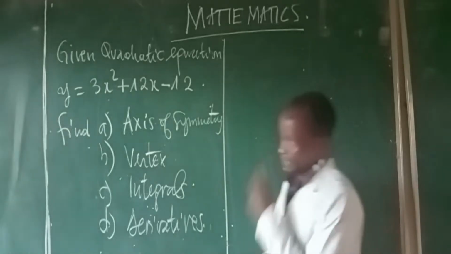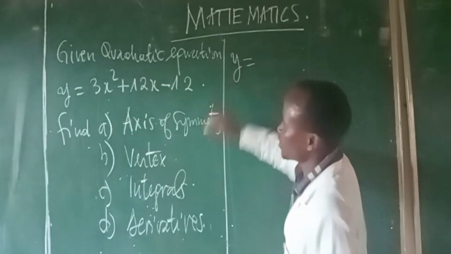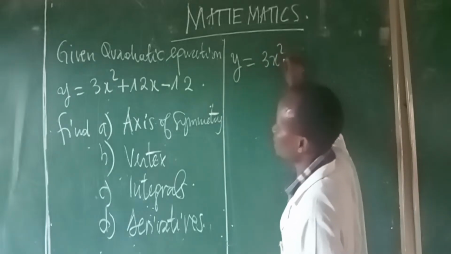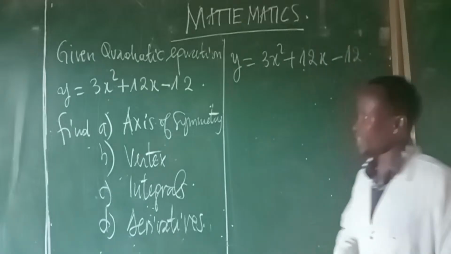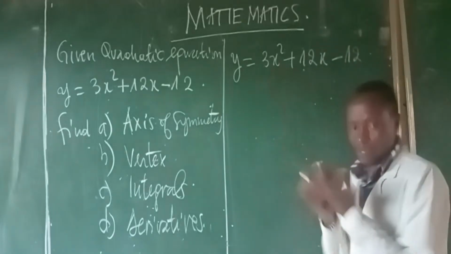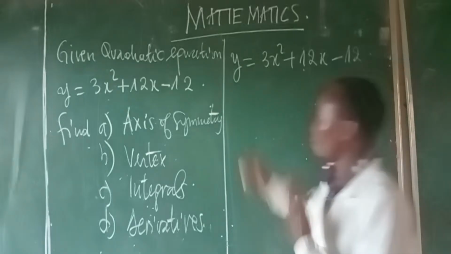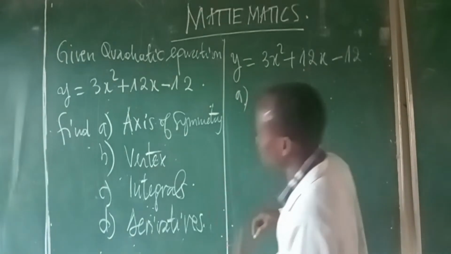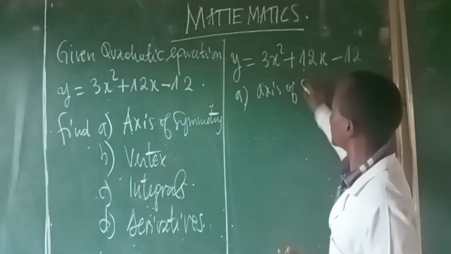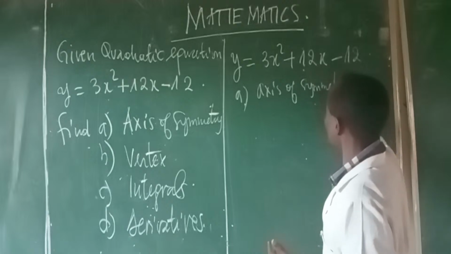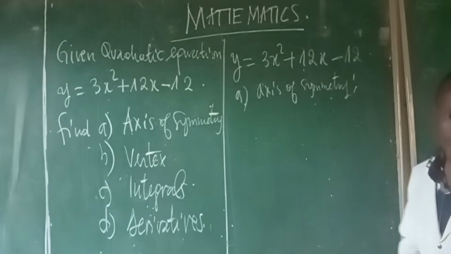So now let's have this quadratic equation. We have y is equal to 3x squared plus 12x minus 12. Yes, this is the quadratic equation that we have been given. Guys, are we together? So now we have sub-question A. We have been asked to find the axis of symmetry. Yes, this is what we have been asked to find.